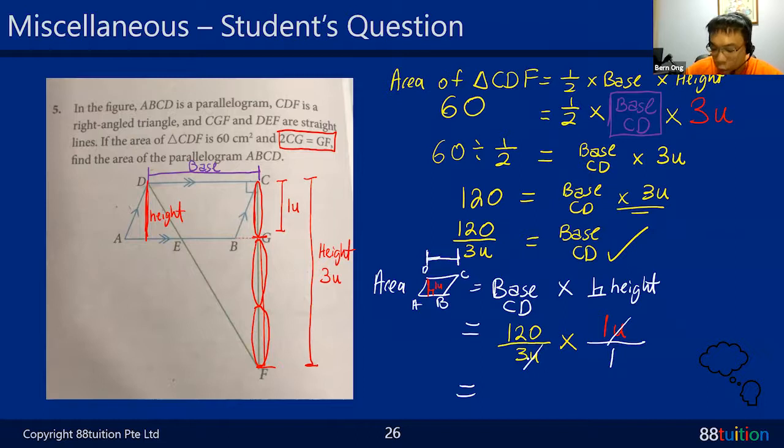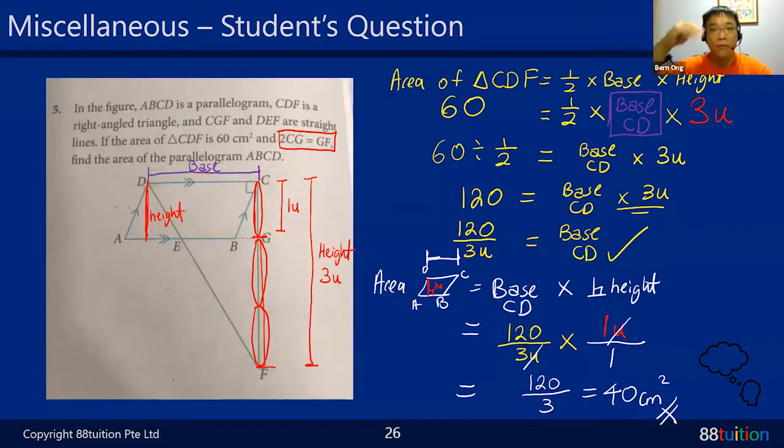Top times top, 120 times 1 is 120. Bottom times bottom, 3 times 1 is 3. And therefore your answer is 40 cm squared. And that's the way you do it. Can you see the flow of the information? Actually it's top times top, bottom times bottom. It's a normal multiplication. Don't use the word cross multiply.